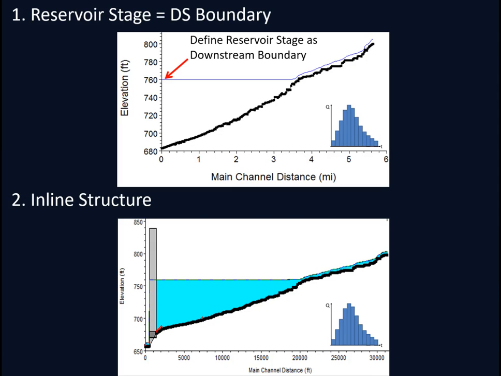The second method is similar, but it extends downstream of the structure. This is when you want to model a longer reach and you just really don't want the downstream boundary condition to be at the dam. But since it's quasi-unsteady flow, you also can't let the reservoir just kind of route the water. And so what we're going to do is set up an inline structure inside of the dam and then define an internal reservoir stage.